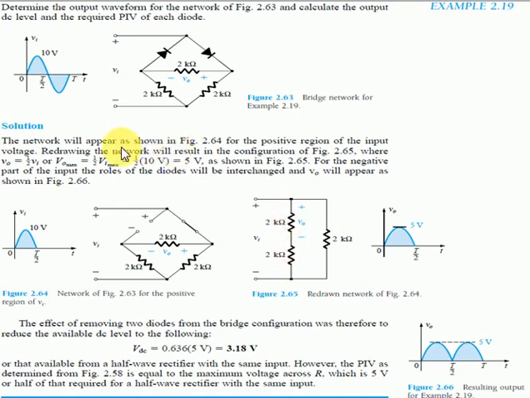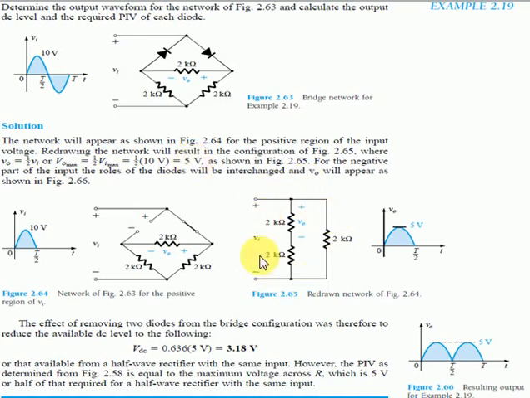As mentioned here, the network can be redrawn for the positive region of the input voltage. Redrawing the network will result in the configuration of the figure where Vout is equal to half of Vi, or Vout maximum is equal to half of Vi maximum, that is half of 10 volt is equal to 5 volt, as shown in the figure.